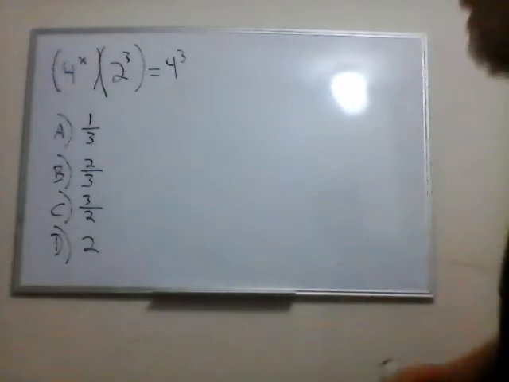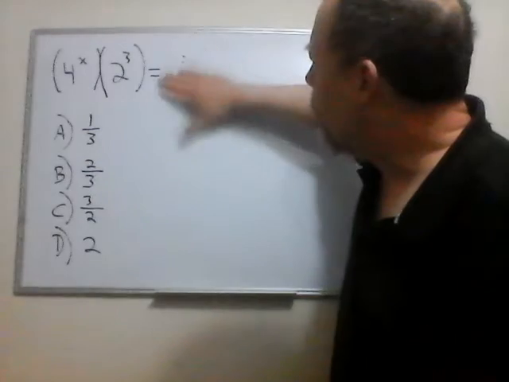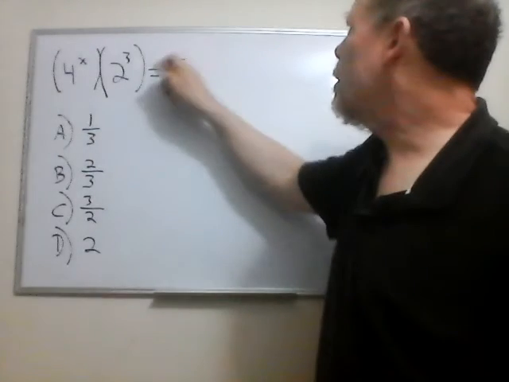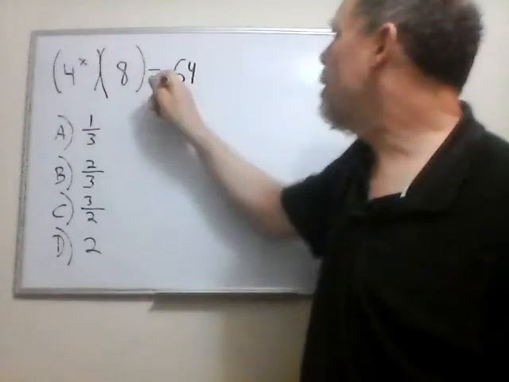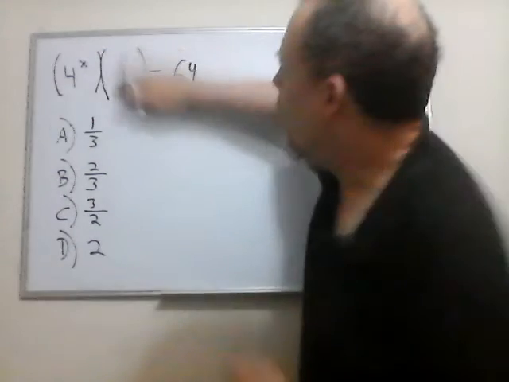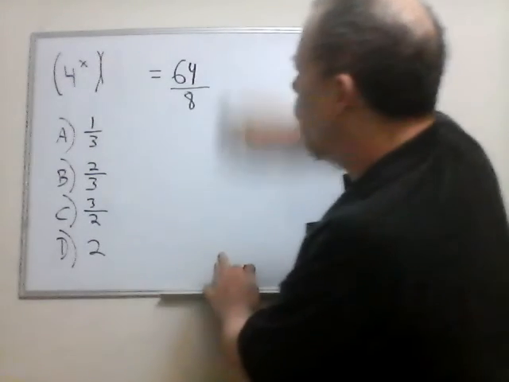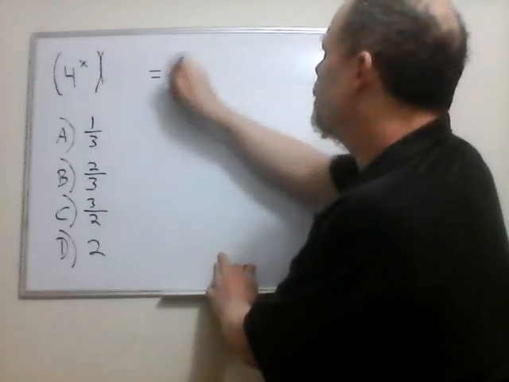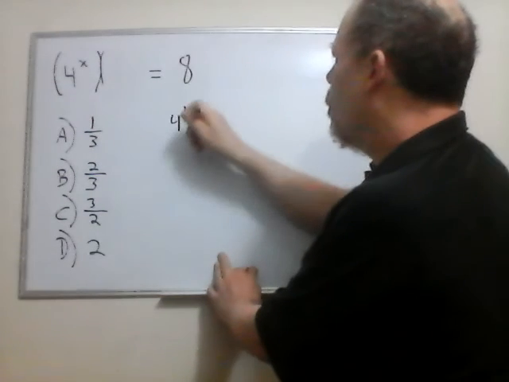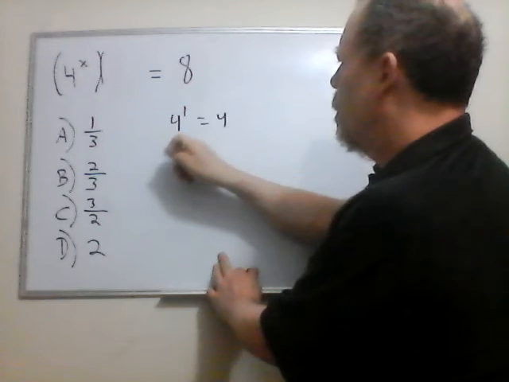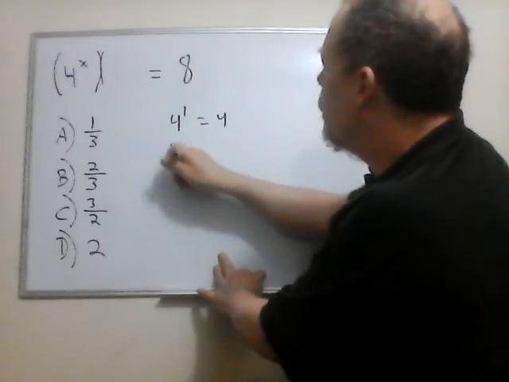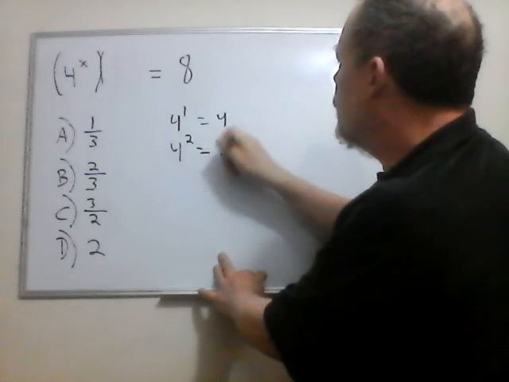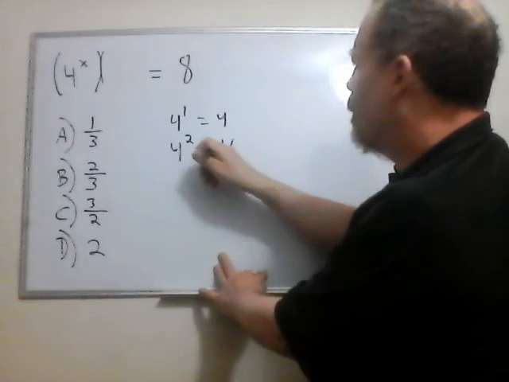From here, 4 to the third equals 64. 2 to the third equals 8. 64 divided by 8 becomes 8. 4 to the 1 equals 4. Take 2. No. 4 squared equals 16. There.